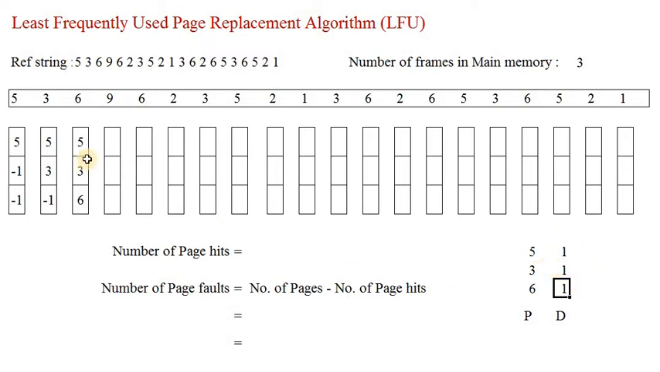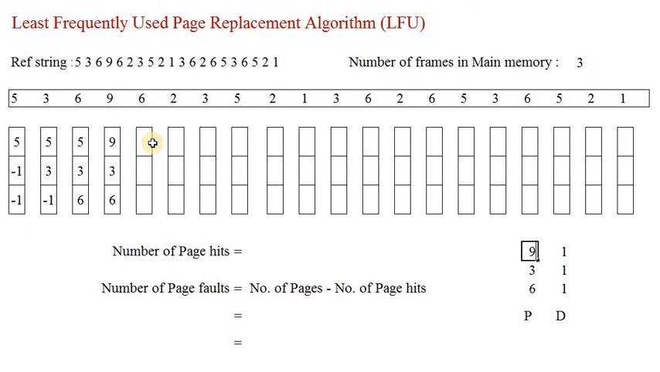Among these 3, whichever page came first, 5 came first, so 5 will be deleted first. 5 will be replaced with 9, 3 as usual, 6 as usual. So 5 has been replaced with 9; I replace it here also, and the degree of 9 is 1 only. Why? Because just now 9 came here. Then what is the next iteration?